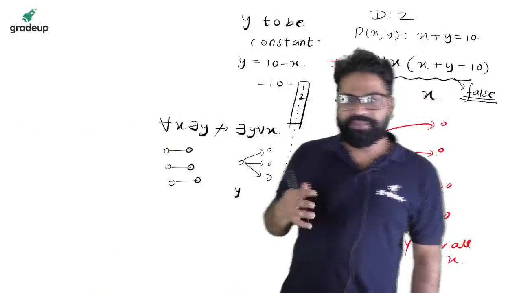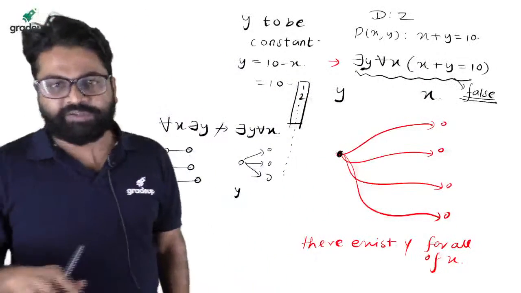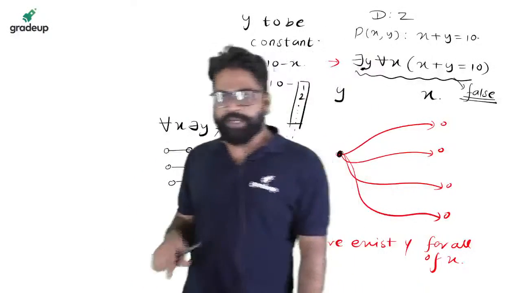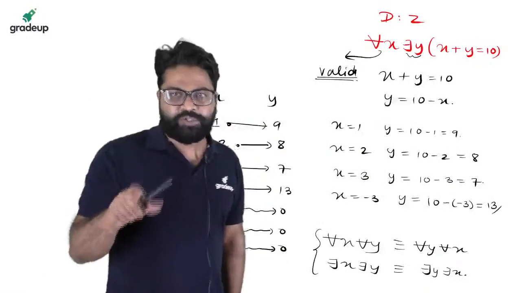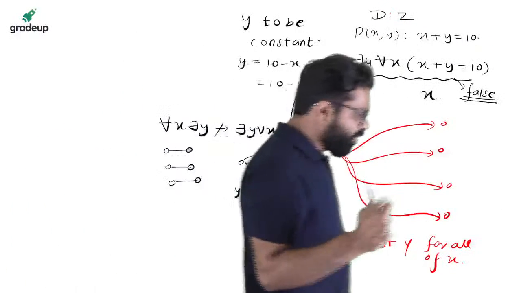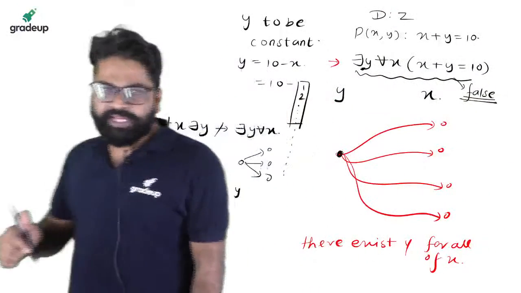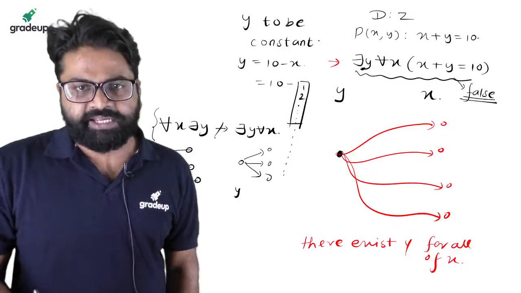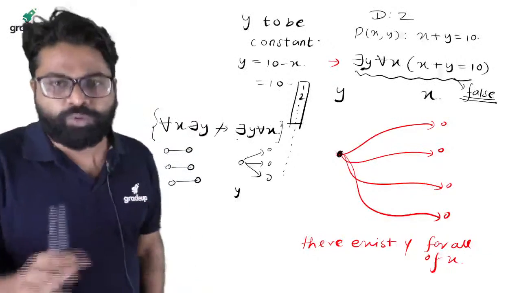The second statement says that there exists y for all of x, which is not going to be true. So with respect to this, as everybody can see, the first one will be valid, but the second one is not going to be valid. Hence we can say that for all of x there exists y. Can we say that it implies there exists y for all of x? No, we cannot say that.